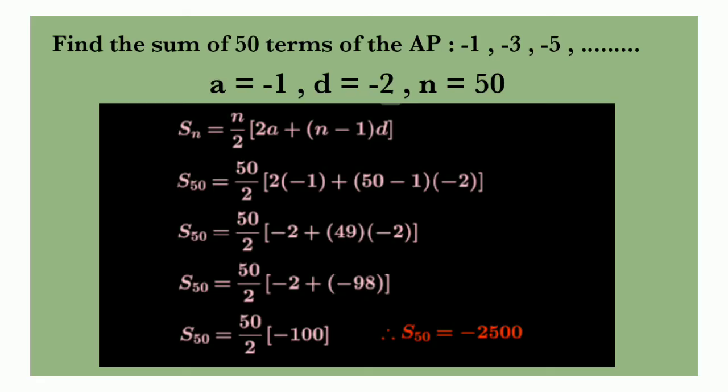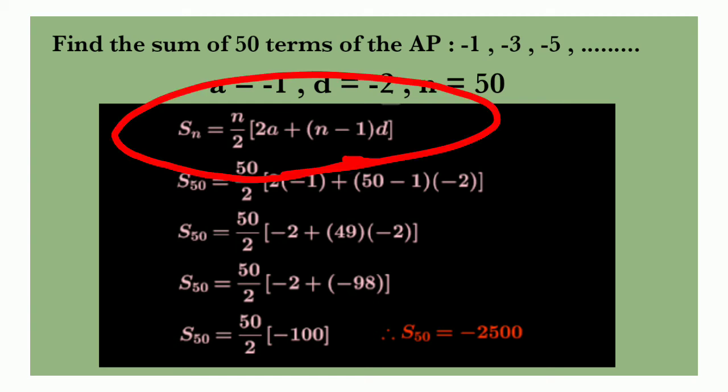Okay. Then the next question: how to find the sum of any arithmetic progression. See the example. Find the sum of 50 terms of the AP minus 1, minus 3, minus 5, etc. So here the given first term a is minus 1, the common difference is minus 2, and the number of terms n is also given, 50. So we need to find Sn.